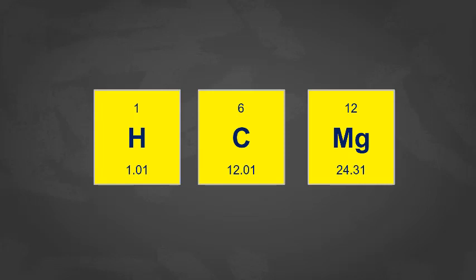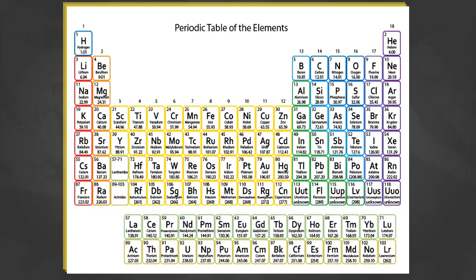Most of the elements have isotopes. Therefore, the atomic mass of an element represents the average atomic mass of isotopes. An element's atomic mass is the weighted average of the isotopic masses of the element's naturally occurring isotopes. For example, the atomic mass of hydrogen atom is 1.01 AMU, carbon atom is 12.01 AMU and magnesium atom is 24.31 AMU. All of this data can be obtained from the periodic table of the elements.